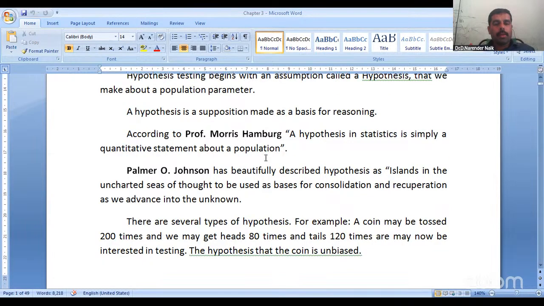Palmer O. Johnson has beautifully described hypotheses as islands in the uncharted seas of thought, to be used as a basis for consolidation and recuperation as we advance into the unknown.